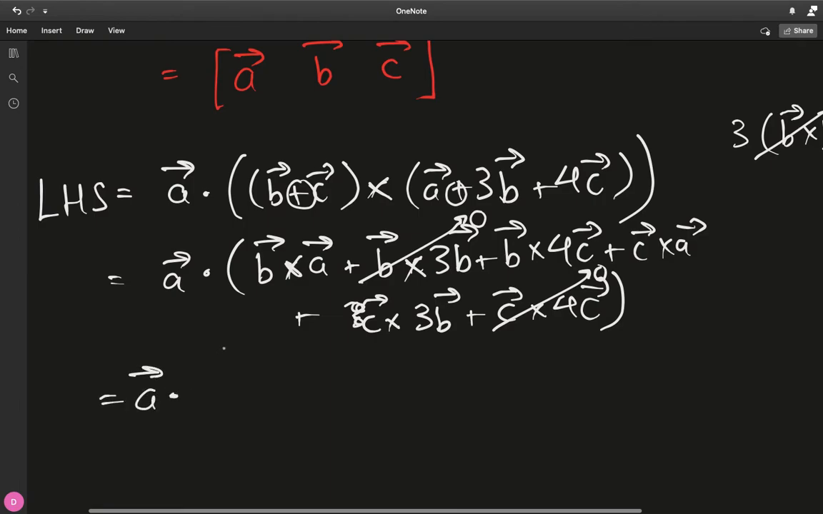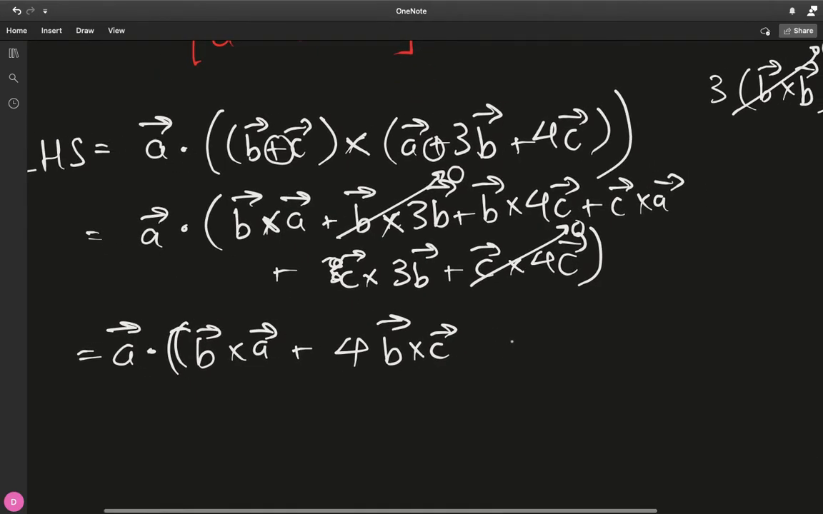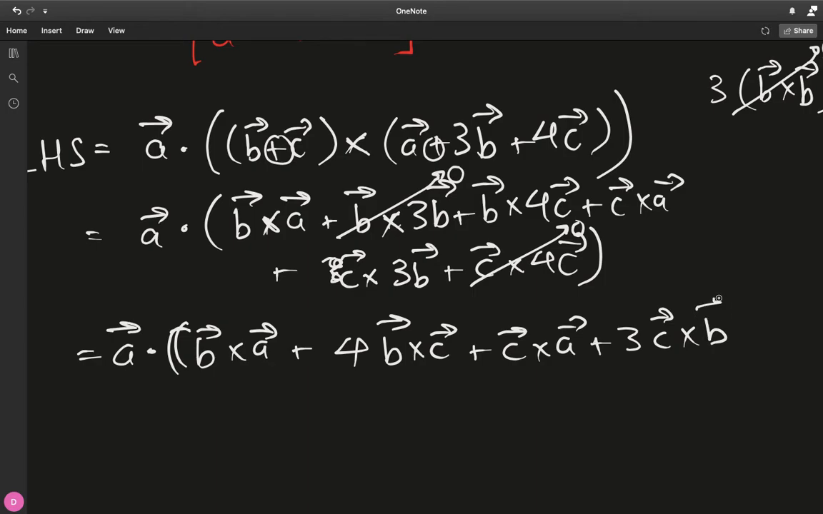We have A vector dotted now with B vector cross A vector plus we can take the 4 outside, 4 times B vector cross C vector, and we have plus C vector cross A vector plus 3 C vector cross B vector, like that.